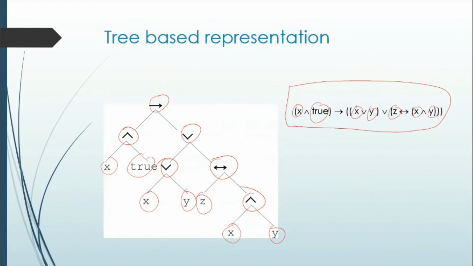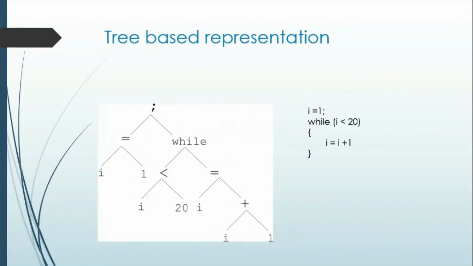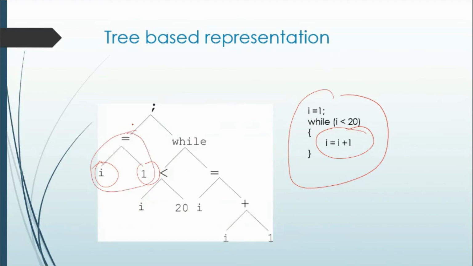functions. So that's it. Then another tree-based representation of a programming code, that is I equal to 1, while I is less than 20, I equal to I plus 1. So this is some type of C programming code or C++ type code. So in this case, how this is being implemented: I equal to 1, that is the initialization. So I equal to 1 is initialized here. Then here it is the semicolon.